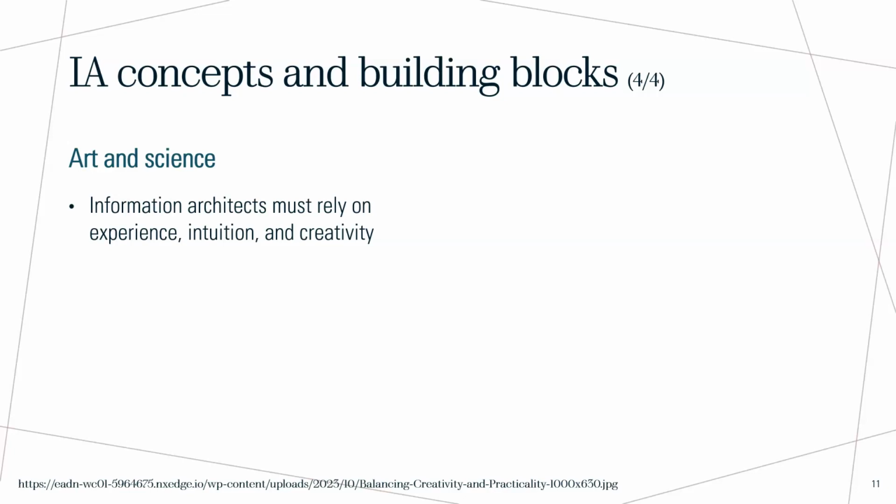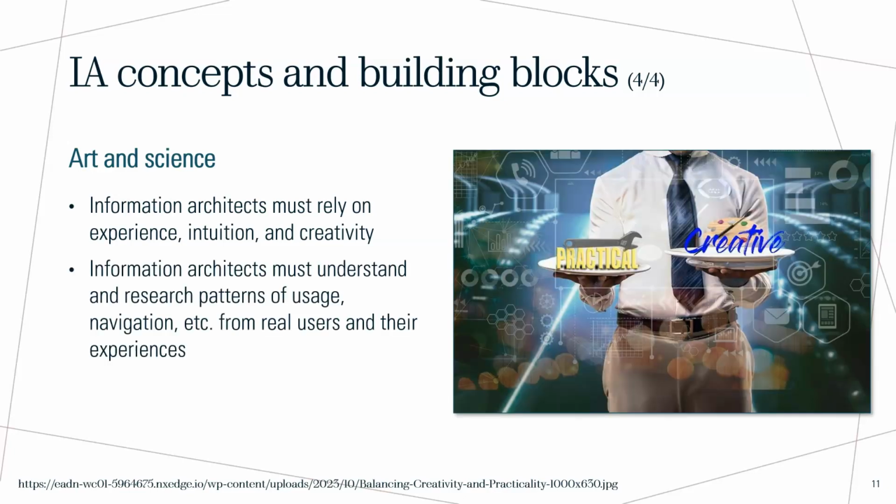But at the same time, if you just get too creative, then reality suffers, right? So information architects have to understand what people are actually doing. They need to get out there, look and research. What are the people's patterns of usage? How do they actually go about navigating, etc.? So field research in the world with people who are actual real users doing real things. Grounding your information architecture in reality is very important.